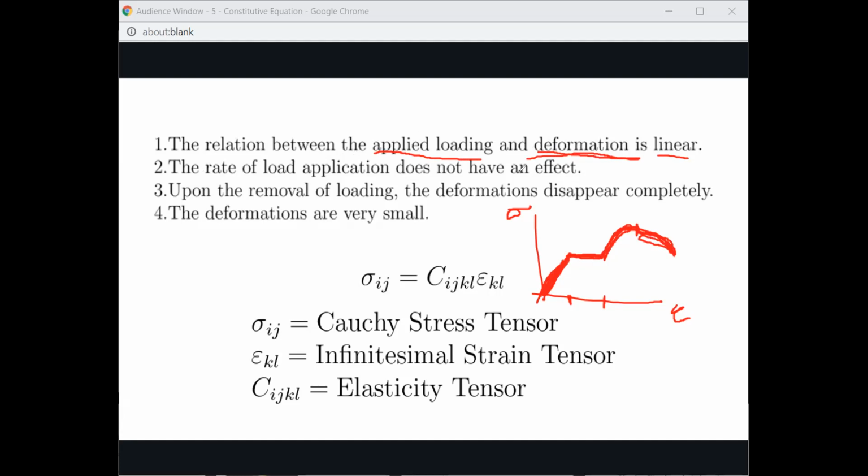Okay, next, the rate. The rate of load application does not have an effect. So what does this say? That your force is not impulsive. Okay. So ano ba yung effect ng impulsiveness? So for example, we will call this static loading. Ano ba yung static loading na sinasabi natin? Or quasi-static. May mga terms na ganun.